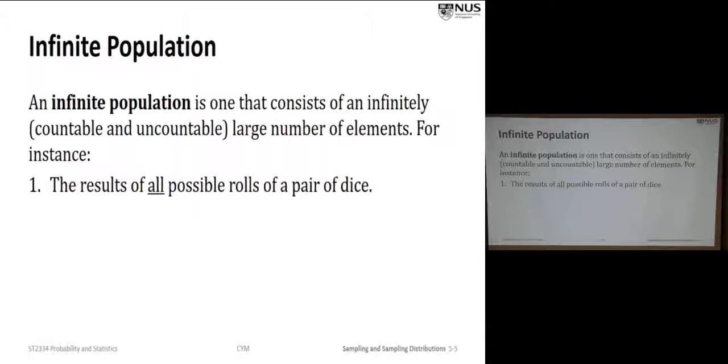So, to make things worse, we also have this considered as infinite population. The results of all possible rolls of a pair of dice. You roll a pair of dice. How many possible outcomes are there?